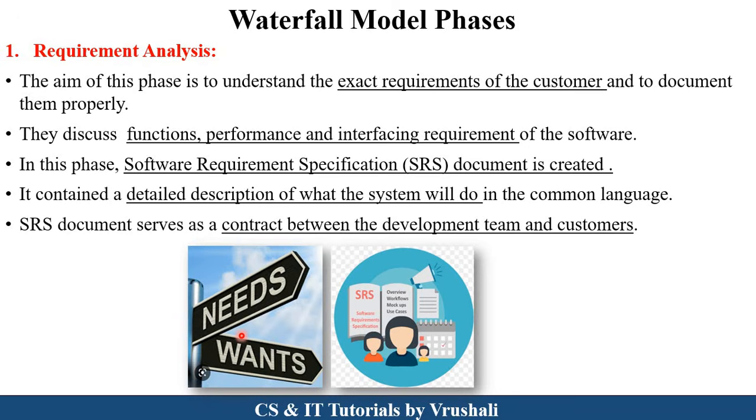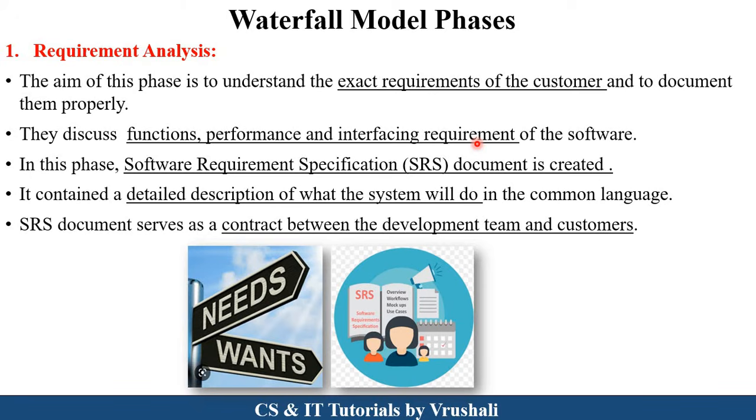Means they gather all the requirements from the customer, which include functional requirements. Means suppose there is an online shopping application. So functional requirements means what modules will be included in a particular software, what will be the features and specification of the software. Then performance means accuracy and portability of the software, and interfacing means the graphical user front end interface. So all these requirements are collected in this particular phase.